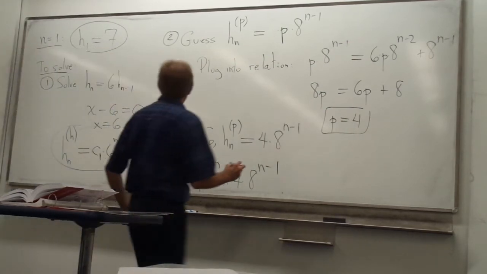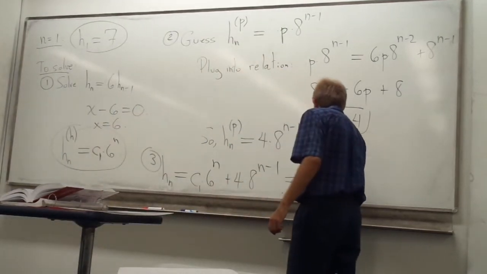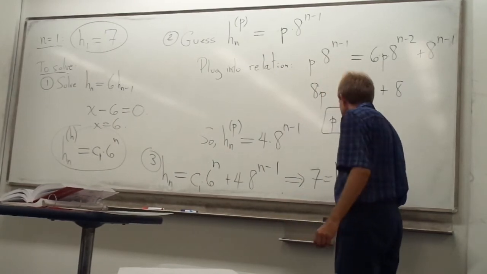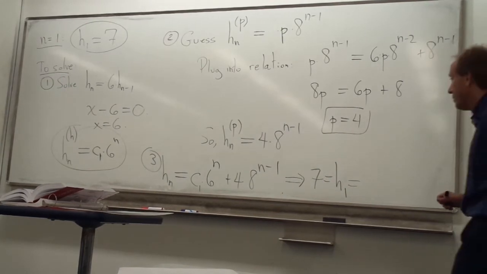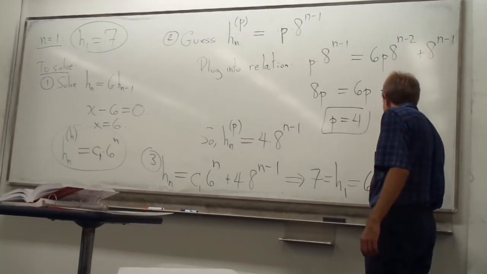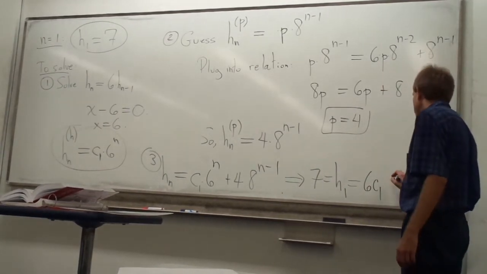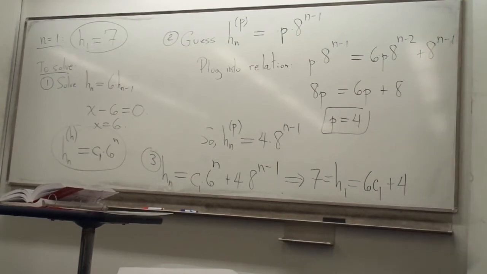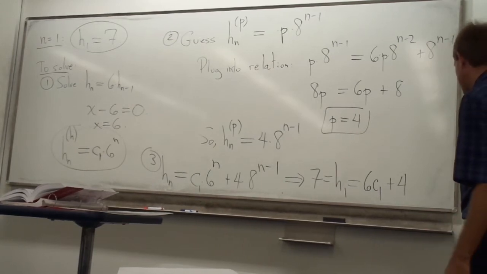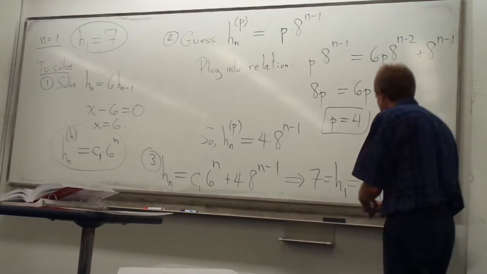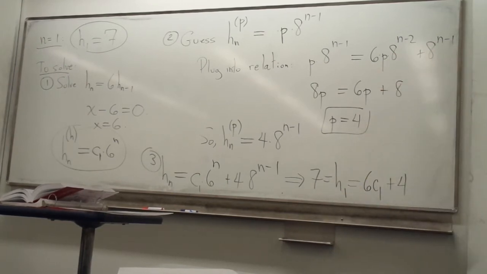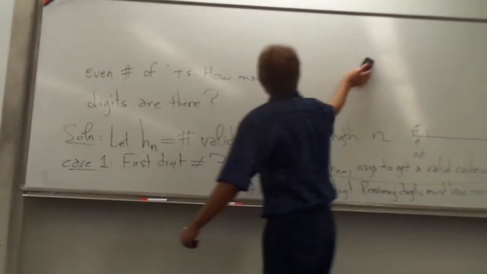Okay, so let's do that. I know that 7, which is what H1 is, should be what I get when I evaluate n equal to 1. So when I plug in n equal to 1, I get 6C1 plus 4. So C1 looks like it's going to be 1 half, yeah? C1 is 1 half. Okay, good. So let's write down the final answer.